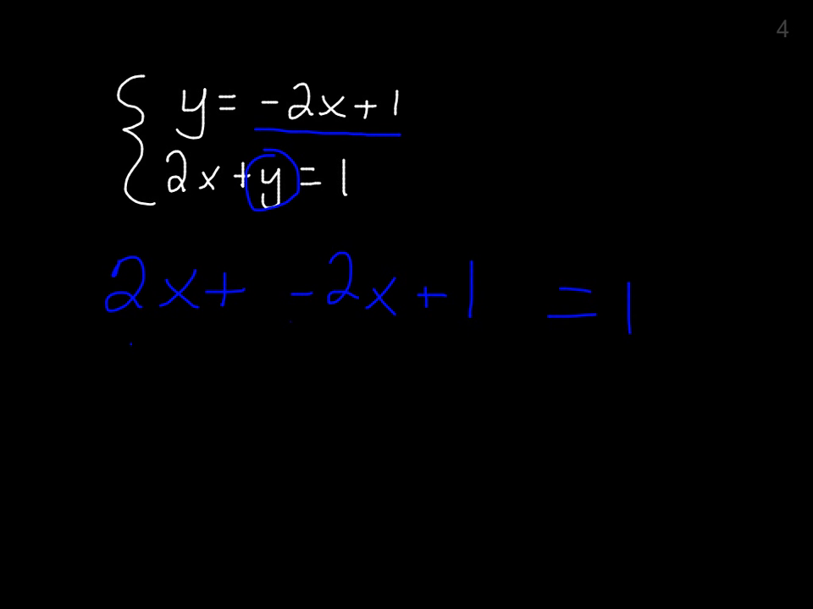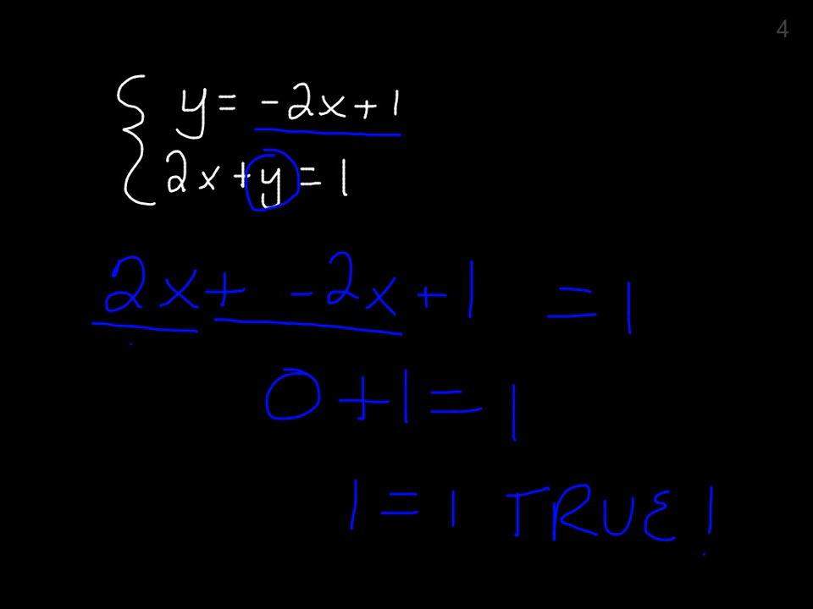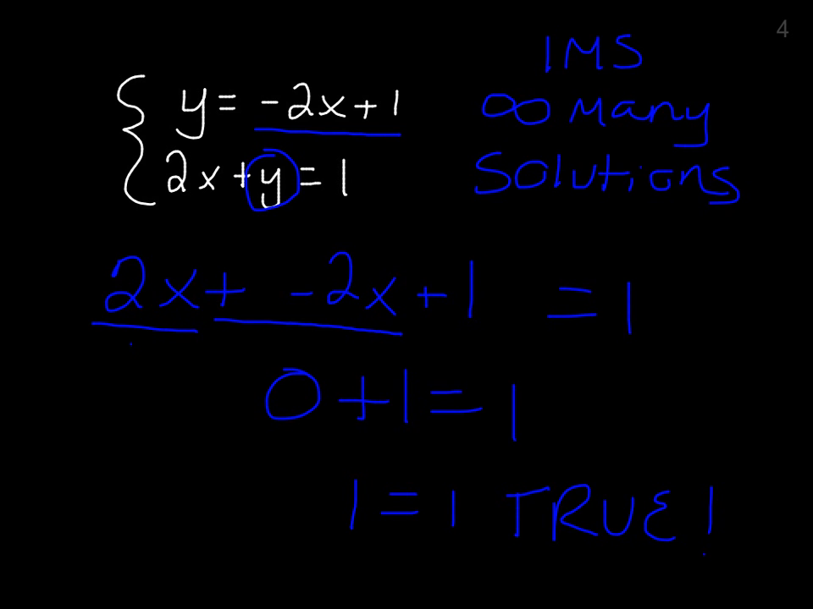And you can see that 2x plus negative 2x is 0, so I end up with 0 plus 1 equals 1, which means 1 equals 1, and that one is true, which means that there are infinitely many solutions that would solve this system. So you can use the infinity symbol and go infinitely many solutions, or write it out, or write IMS. So those are the two possibilities. And that's it. Those are all the examples I have.